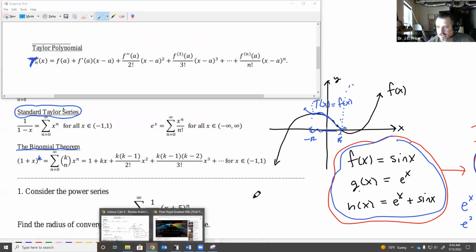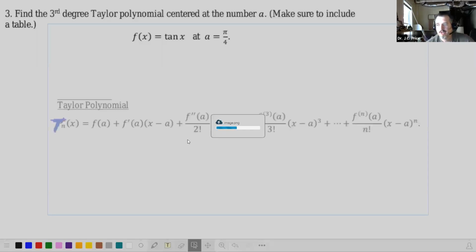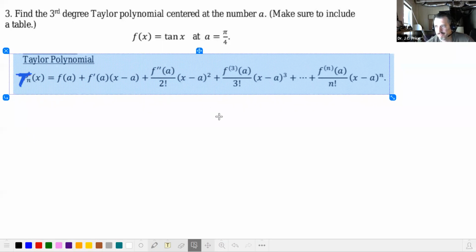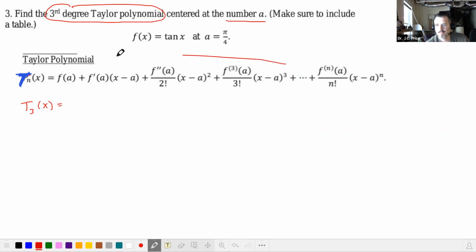It's a nice little problem in the sense that you're just learning how to use a formula. Most of you know kind of how to do it, but we just have to do it correctly. So what do we want to do? We want to find the third degree Taylor polynomial centered at that number a and make sure to include a table. There are a number of ways to do this. I would just do what it says. You want the third degree Taylor polynomial, so n is 3, and we just go up to 3.